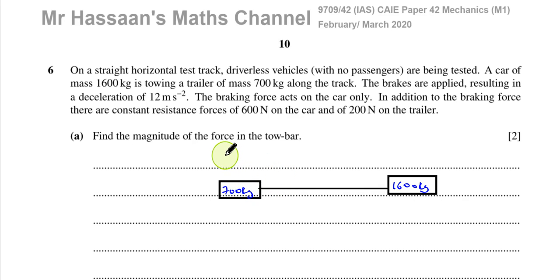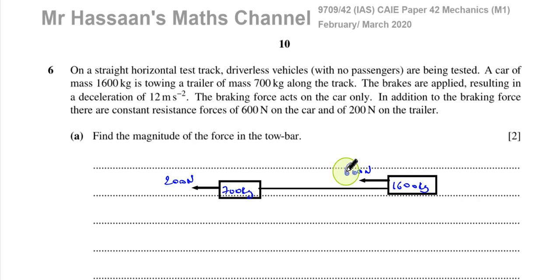So you have resistive forces acting on the trailer and the car. You have a resistive force on the trailer and a resistive force on the car. On the car, the resistive force is 600 newtons. And on the trailer, the resistive force is 200 newtons.